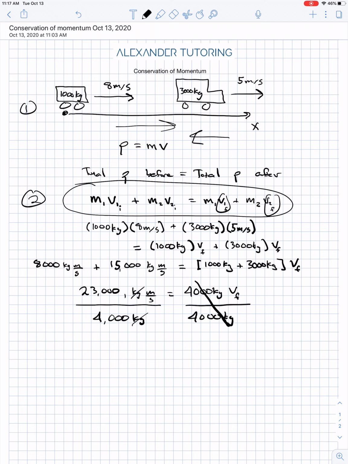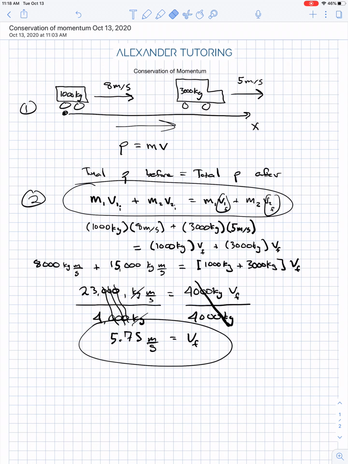Okay, so then we just have 23 here. I can cancel these zeros. And we get 23 divided by 4, which is 5.75 meters per second equals V final. Okay, and that's our final answer. Now let's take a second to make sure our answer makes sense. We got a positive velocity, which implies that the combined truck and car are moving to the right. Does that make sense? Yes, that's what we expect, right? Once they crash together, since they both started off going in the same direction, we expect them to speed off in the positive x direction, so that's good.